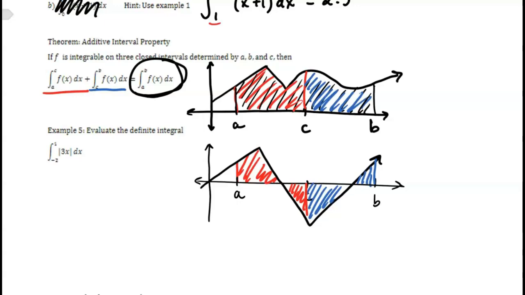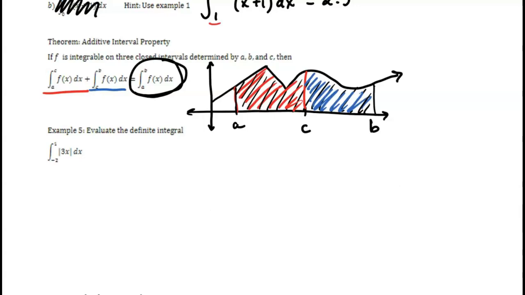Let's look at example 5. Let me erase this graph here. I'm going to sketch a graph of the absolute value of 3x. Looks like a V.